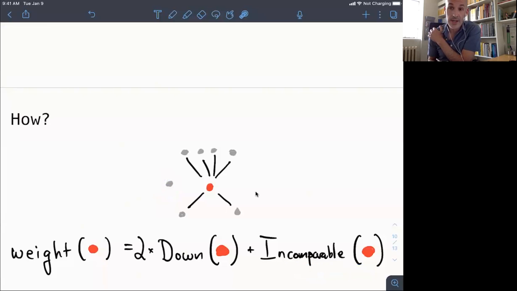So the score that I'm going to put down is 2 times the number below in a chain, plus the number which are incomparable. And we're going to do some examples so you see it in action.